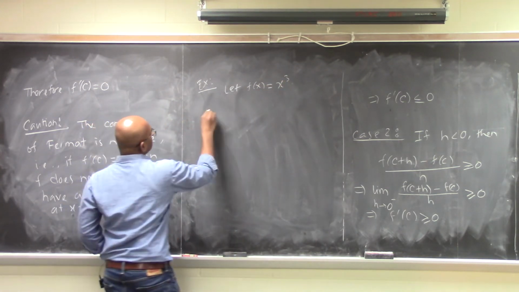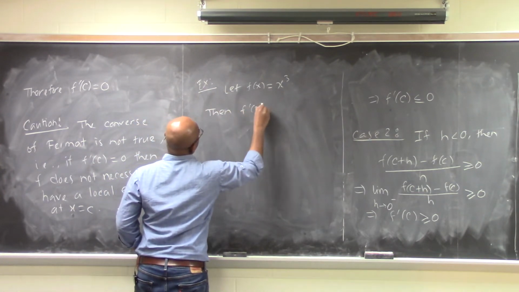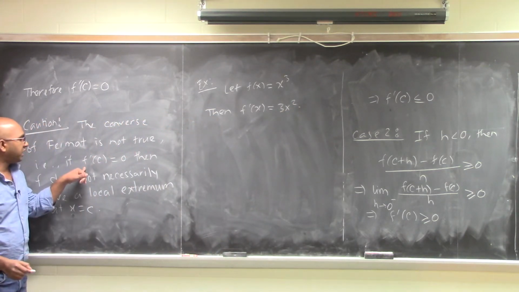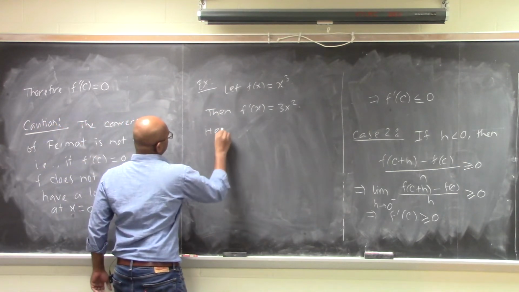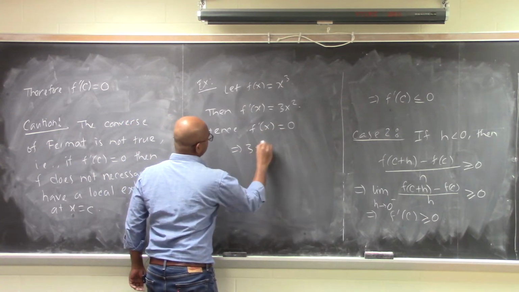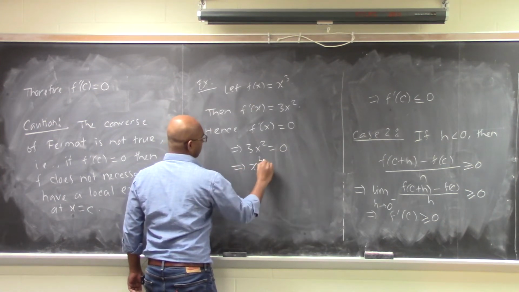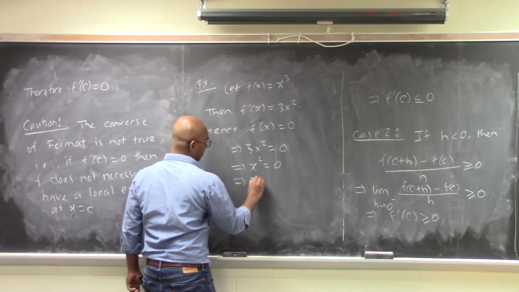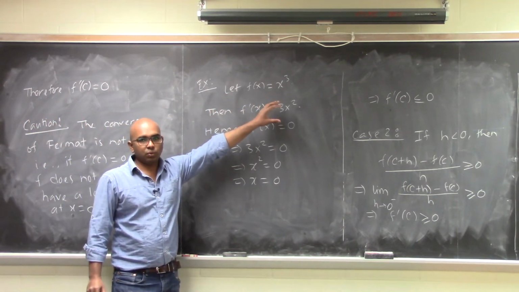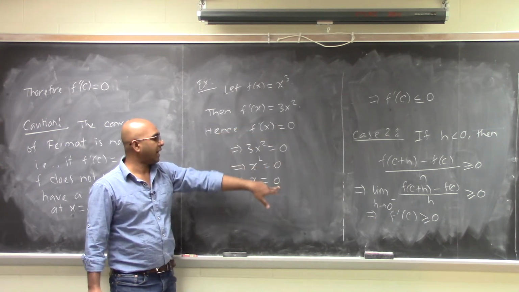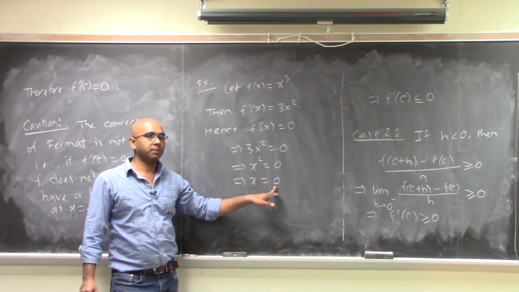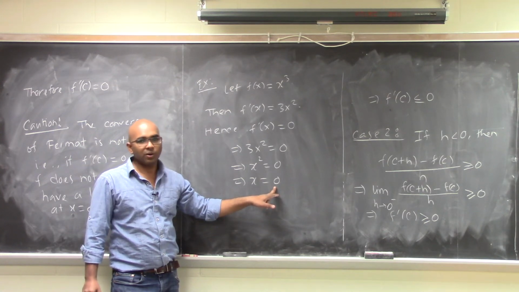Okay, then f prime of x equals 3x squared, right? And what do we need? We need f prime of c equal to 0. So we need to set our first derivative equal to 0. That will give us 3x squared equal to 0. That means x squared equal to 0. We can divide both sides by 3, and then we can take a square root, then we get x equal to 0, right? So this function f of x equal to x cubed will have its derivative 0 at x equal to 0. Now, will this function have a local maxima or a local minimum at 0? No, it will not have either one.